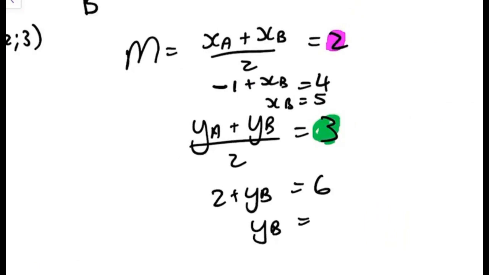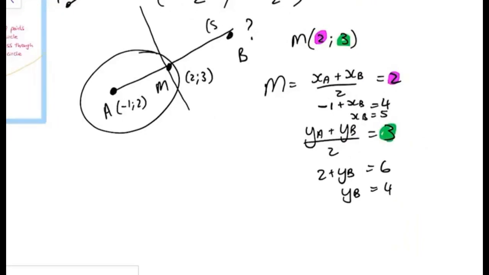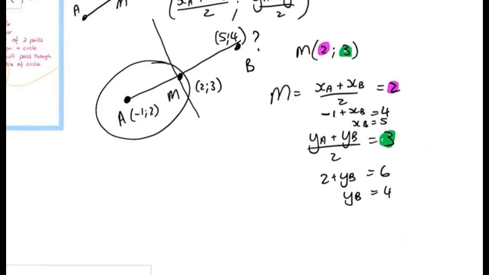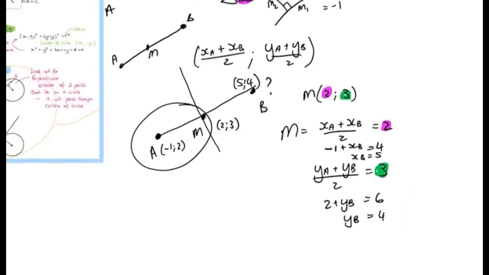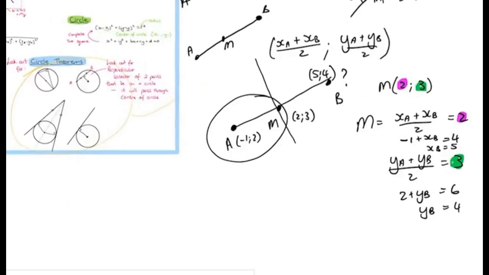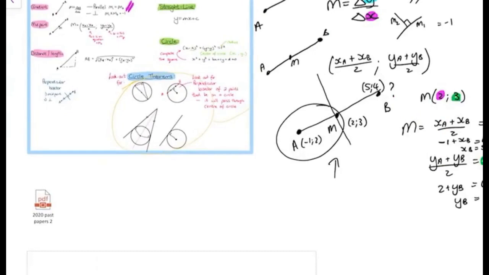So my y of B is going to be equal to 4. So then I've got this point, which is 5 and 4. Okay, so that's really important to know for the midpoint theorem, that you can work either to find the midpoint, or if you have the midpoint, you can make two equations to find the point on the other side. This is a very typical type of question, so look out for that.